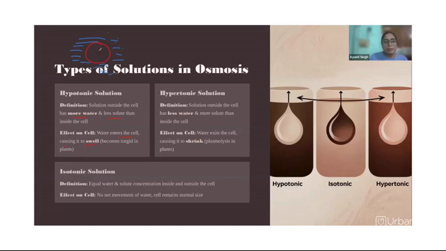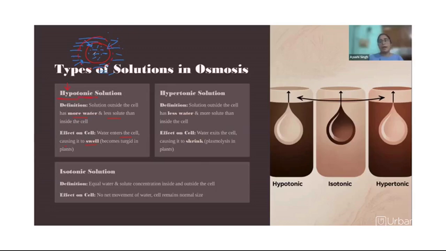But here the solute is more, okay? And water is only this much, very less. So water will start moving inside and make this cell actually swell up like this. It will swell into something this big, maybe. Okay, and this is hypotonic solution. Hypo means less.